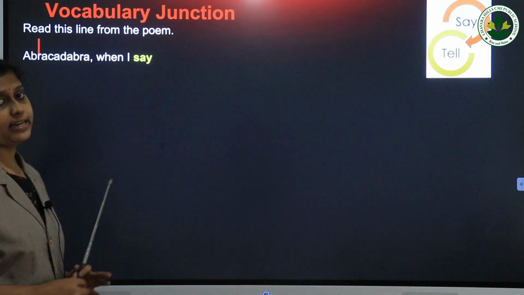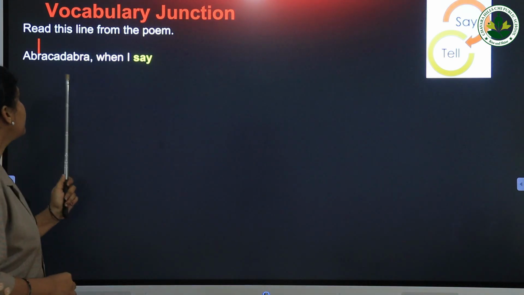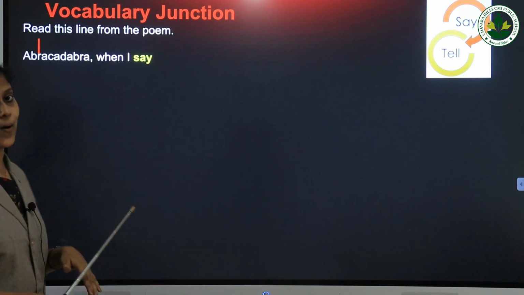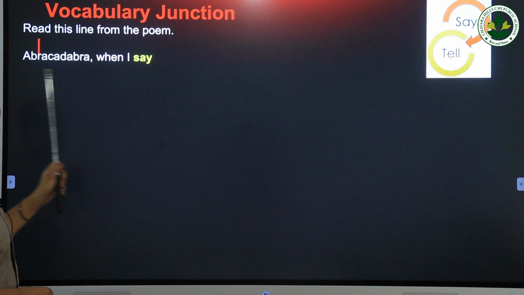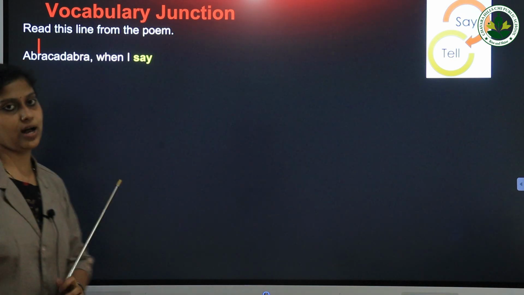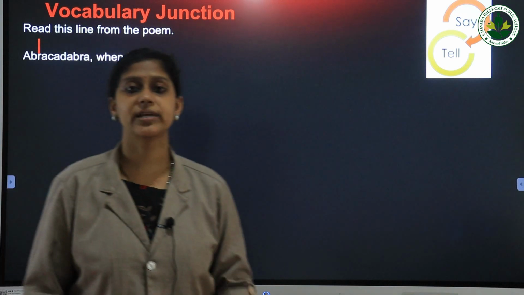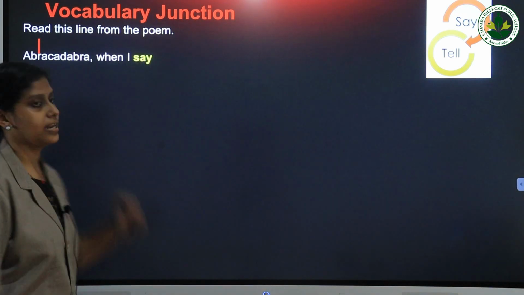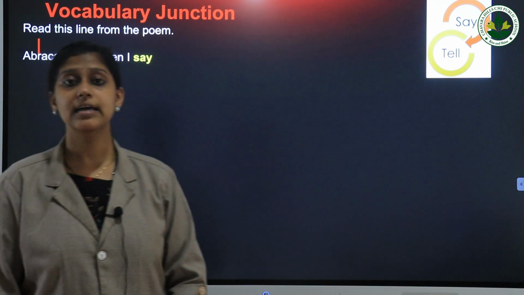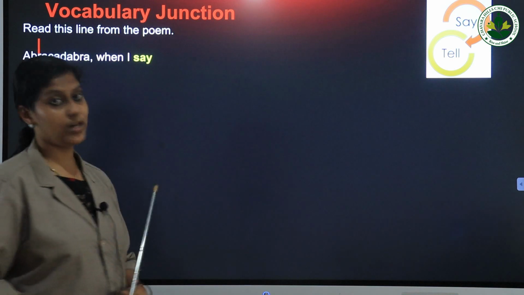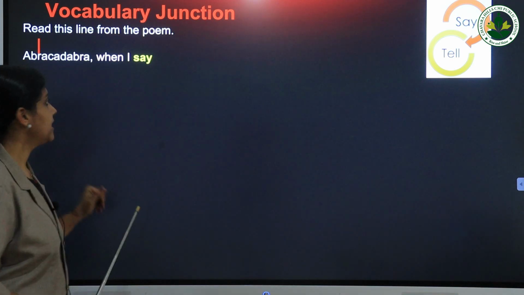Can you read this line? Okay. Abracadabra when I say. This is the first line from the poem, My Magic Wand. Abracadabra when I say. And look at this word, abracadabra. It's a word that is used by the girl to perform magic. And here, I refers to the girl. Here you can see a word in yellow color. Which is that? Yes, say.